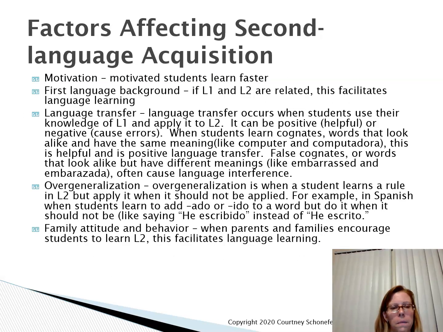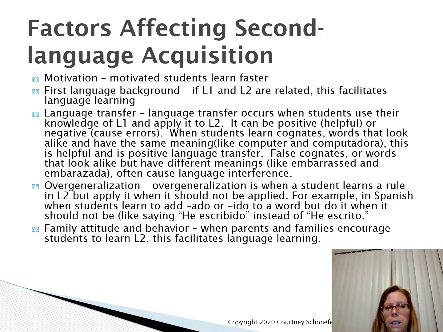But next we have factors affecting second language acquisition. So of course, if they're motivated, they're going to learn faster, right? If L1 and L2 are related, this helps them learn. So English and Spanish, even though they're not the same type of language, they do have quite a few cognates and they have similar sentence structure or syntax. So that helps learning a language.